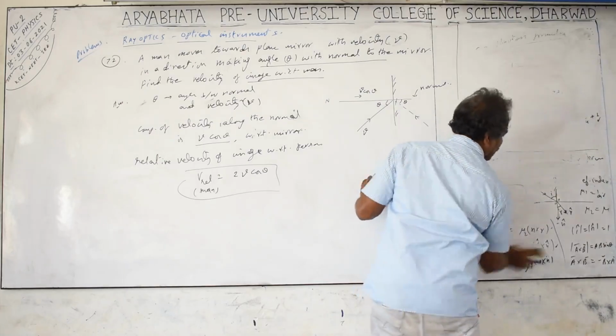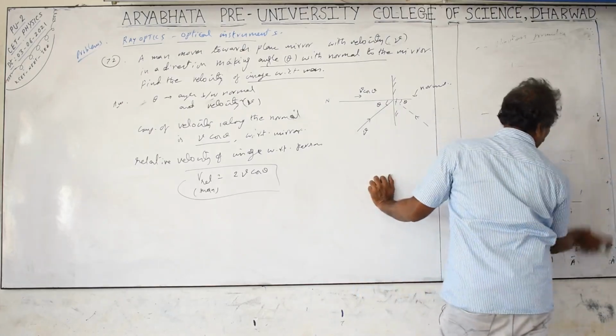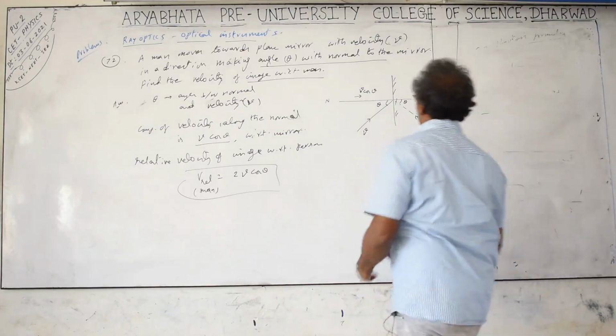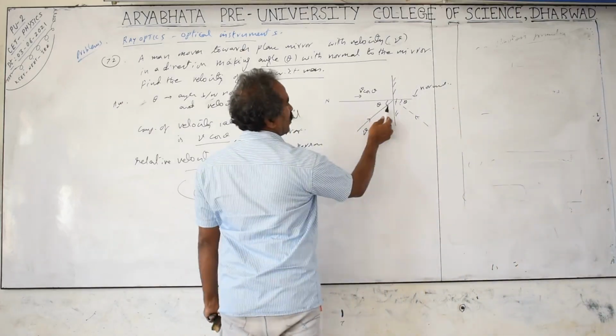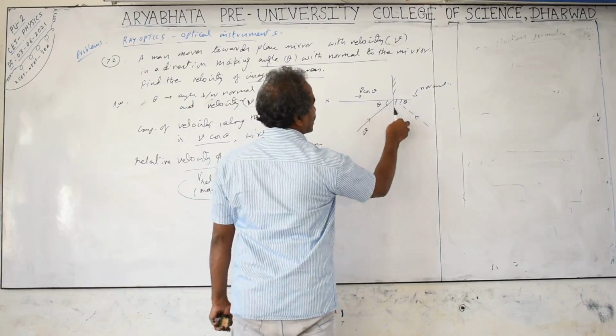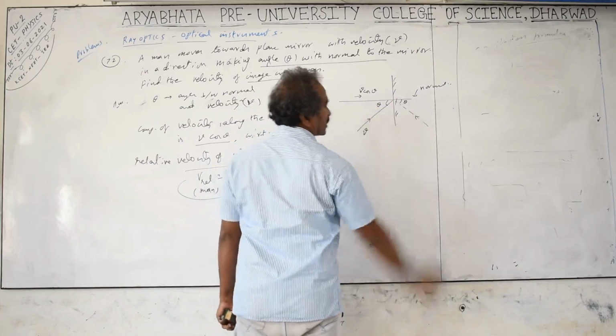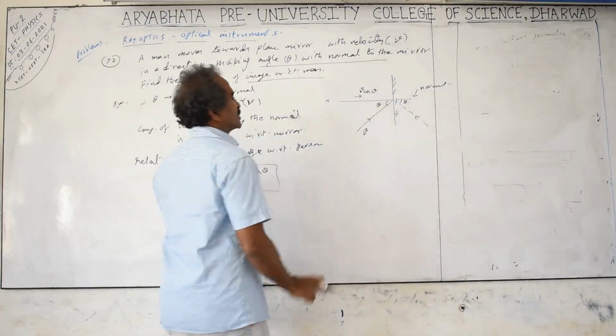On the known angle side, we take the vector component as the cosine component. So this is v, resolved into two components, V cos theta and V sin theta. V cos theta is perpendicular to the mirror. Take only the direction perpendicular to the mirror. So V cos theta is the velocity.